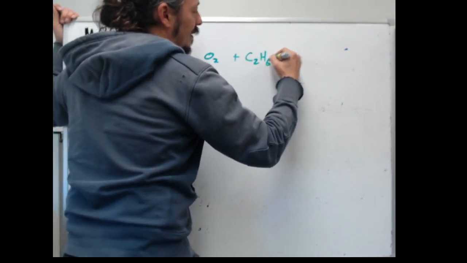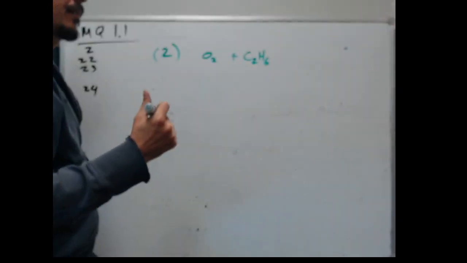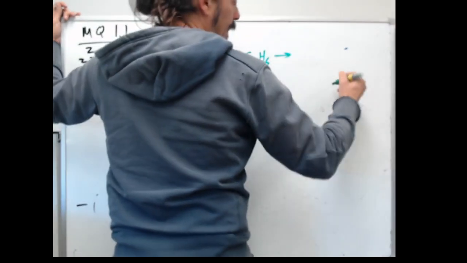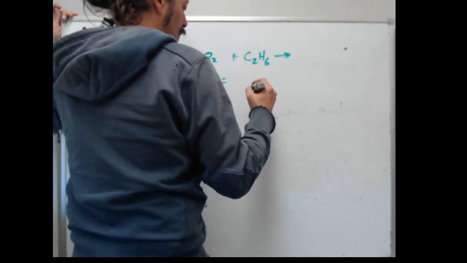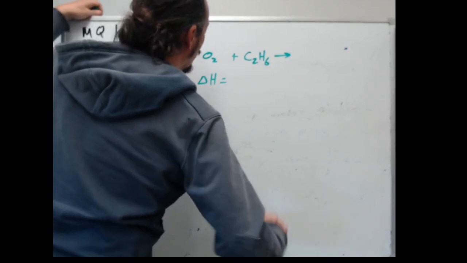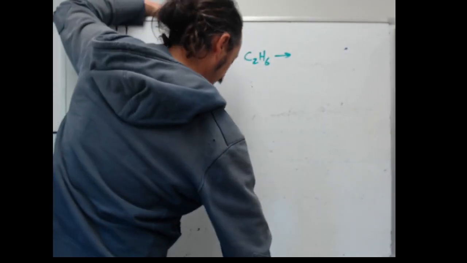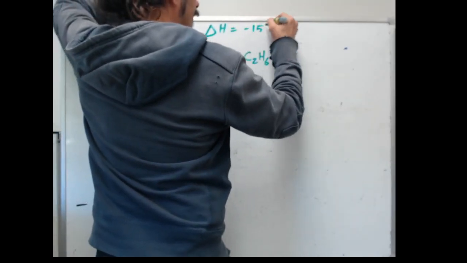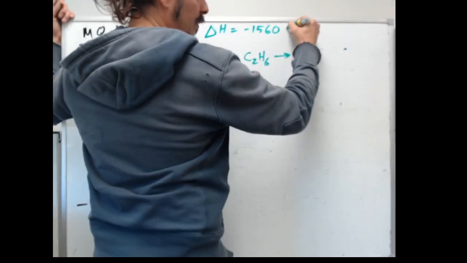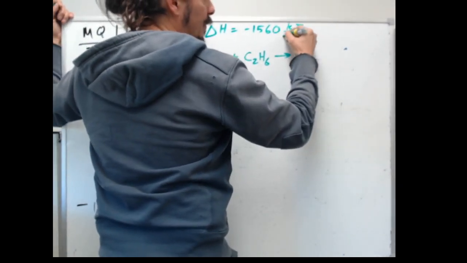C2H6. Okay. Negative 1,560 kilojoules per mole. How much heat is exchanged by the system if the reaction is the system? Too fast. Oh, sorry. What was the delta H? The delta H was negative 1,560 kilojoules per mole? Yeah. And this is the delta H of reaction?